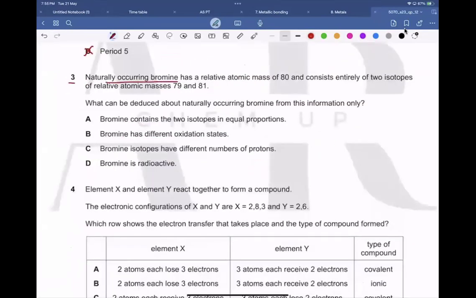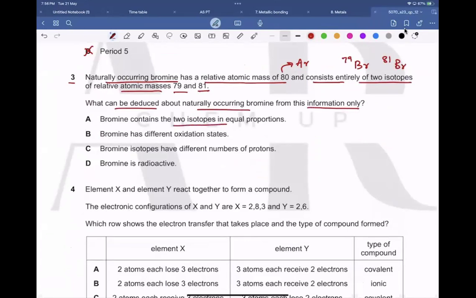Naturally occurring bromine has a relative atomic mass of 80 and consists entirely of two isotopes of relative atomic masses of 79 and 81. Okay. So they are saying it's the Ar of bromine, right? And there are two bromines. One is bromine 79 and the other one is bromine 81. What can we deduce about the naturally occurring bromine from this information only?